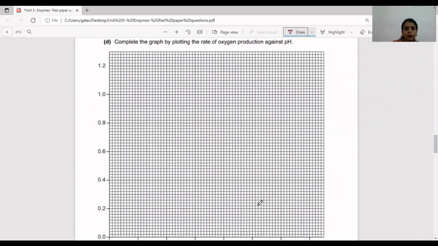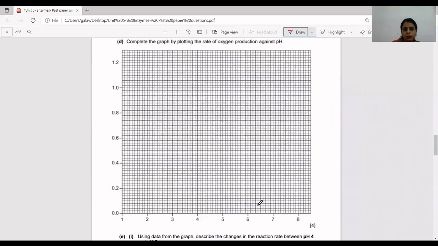Question D is, complete the graph by plotting rate of oxygen production against pH. Now here they have already given you the scale. You know that pH is the independent variable, and rate of oxygen production is the dependent variable. So we know that on the x-axis it's always the independent variable, that is pH, and on the y-axis it's always the dependent variable, that is rate of oxygen production.